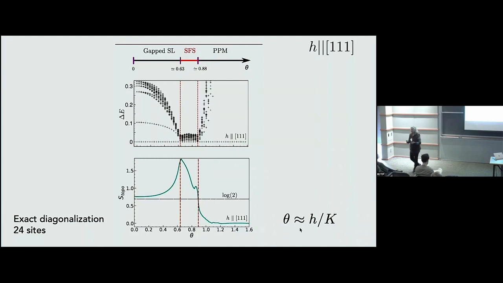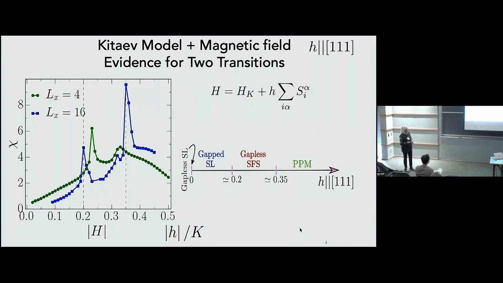You can also see evidence for these two transitions. This is the susceptibility as a function of field, as these results are obtained by DMRG. And you can see that this is actually 160 sites. LX is 16. The other dimension is 5 times 2 atoms per unit cell. And you can see these two very sharp peaks indicating the transition.